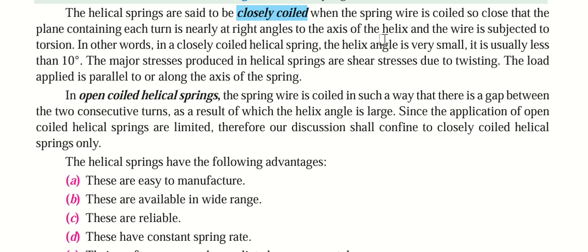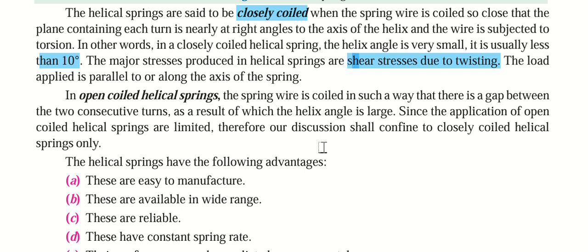That means it's stacked so together such that the plane containing each turn would be 90 degrees to the axis of the spring. Or you can say the helix angle would be very small when it is close coil. That means it would be less than 10 degrees. And the major stress produced in the helical spring, if you apply a compressive or tensile load, there would be stress developed inside the spring, and the major stress developed is the shear stress, due to twisting of the spring wire.